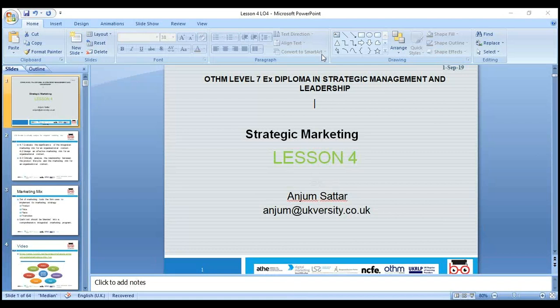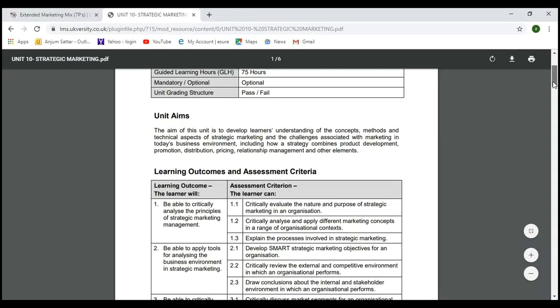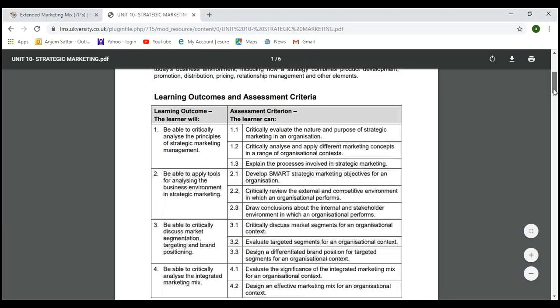Today's lesson is learning outcome 4. Here we'll go through what we've discussed up to now. L01: be able to critically analyze the principles of strategic marketing management. We learned about different marketing concepts, methods and tools. There we discussed the product concept, production concept, green marketing, and the difference between marketing and selling concepts. Those were in lesson 1.